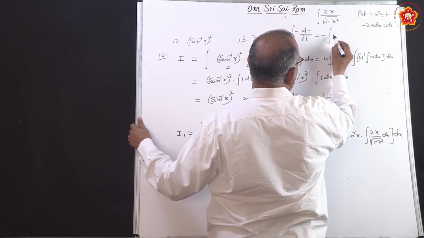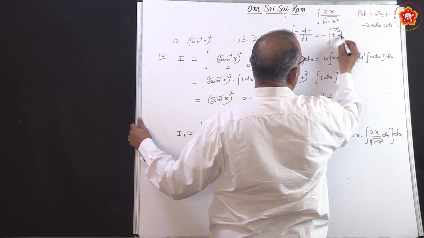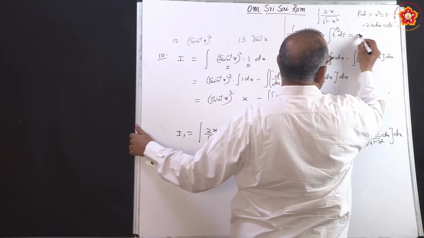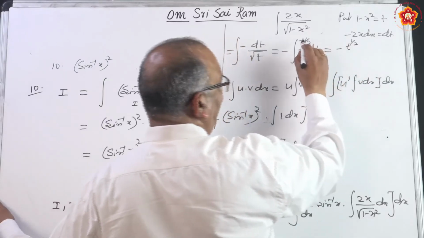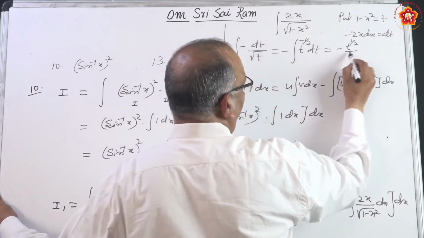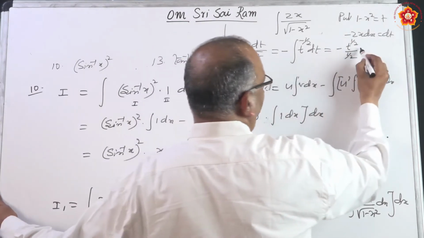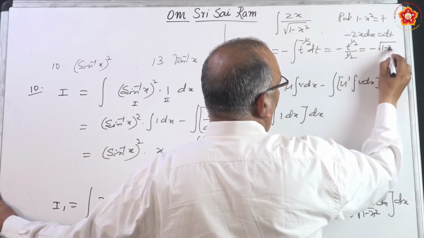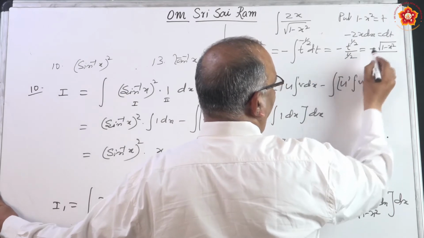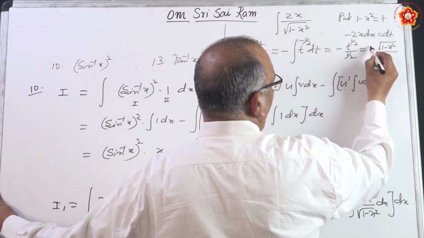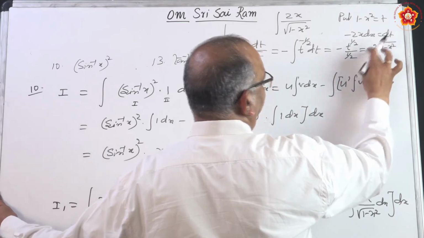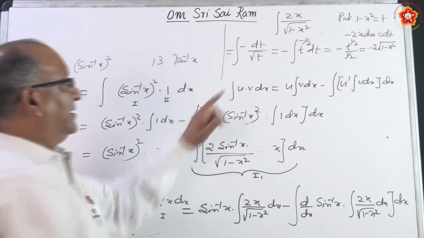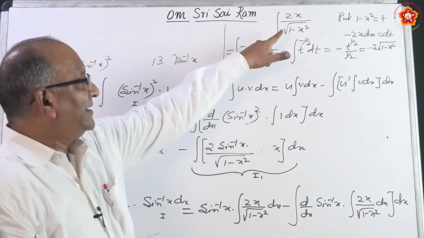How do you integrate this? This can be written as minus t to the power minus half dt. And what is the integral of t to the power minus half? It is t to the power half, because minus half plus 1 makes it plus 1 by 2. Substitute the value of t. What is t? It is 1 minus x square, so this becomes minus 2 under root of 1 minus x square, as the 1 by 2 will come to the numerator. This is the value of this particular integral.